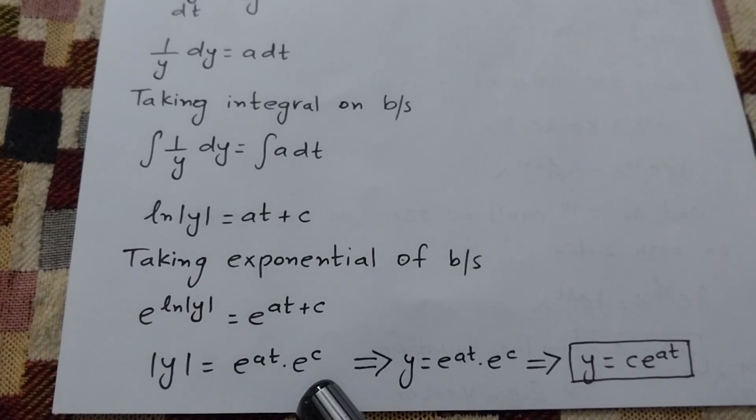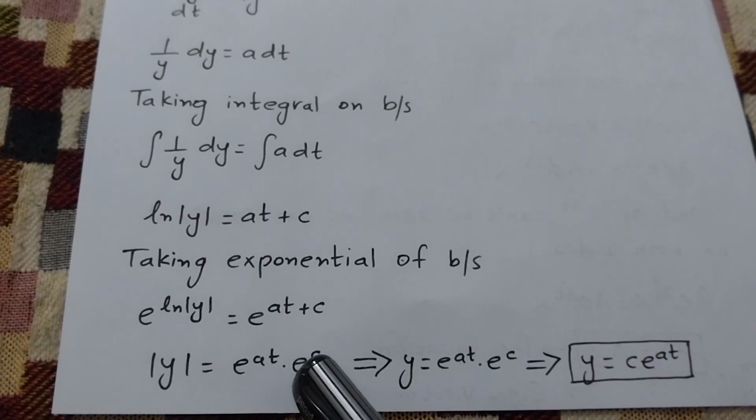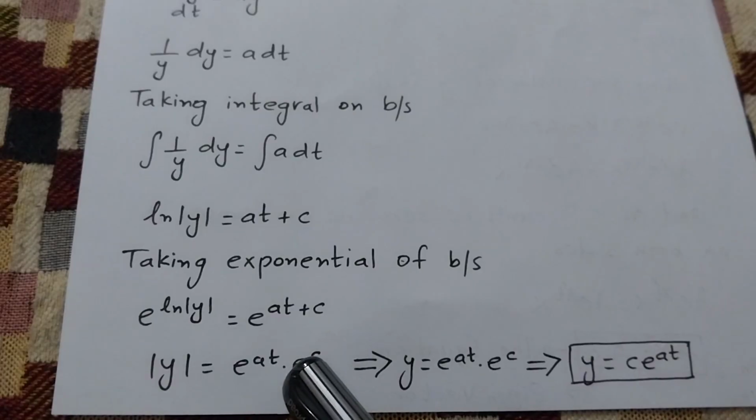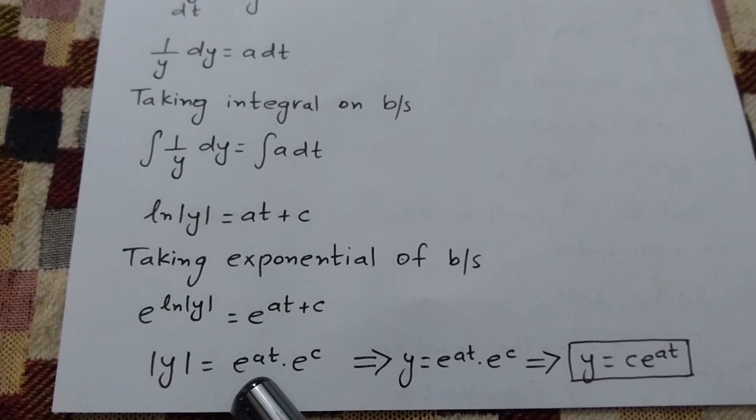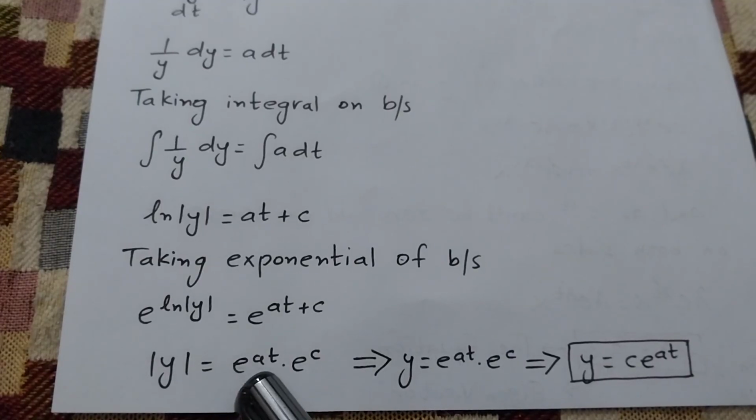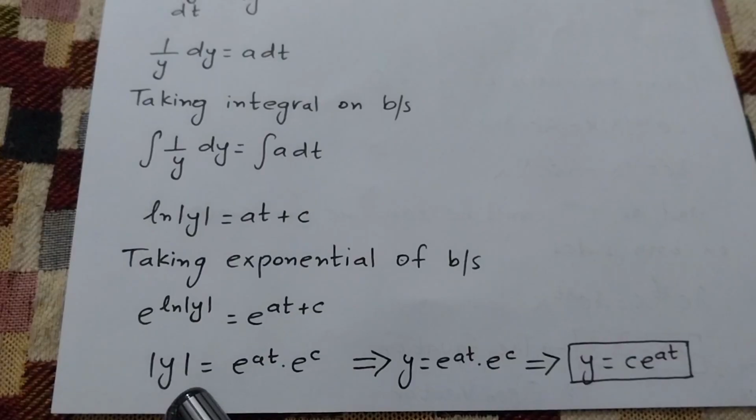e raised to power c is a positive number because e is 2.718 and so on, a positive number raised to some power. On the right hand side, e raised to power c will be a positive number. A positive number raised to any number is basically a positive number, and that is being multiplied with e raised to power at. So e raised to power at can't even be 0, so how can it be negative? So the right hand side is a positive number, so there is no need to put an absolute value here.